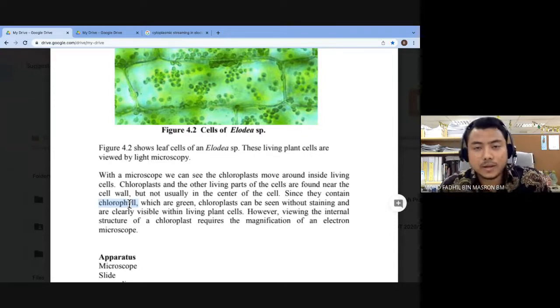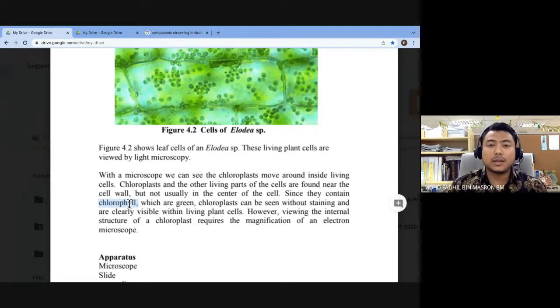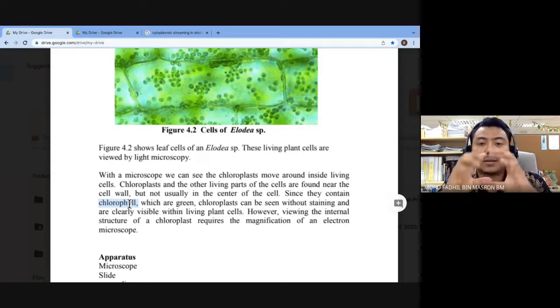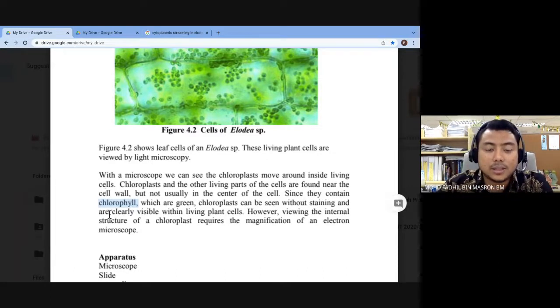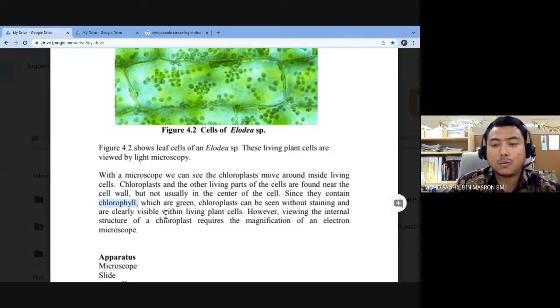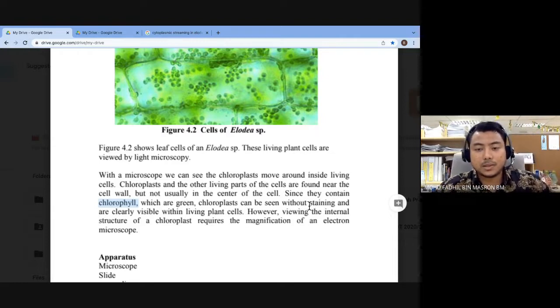Okay, the chloroplast itself is actually not green, it is colorless, because it is only a membrane. So inside the chloroplast, you will find the chlorophyll which is green in color, that gives the chloroplast its green color. It means it is because of this chlorophyll pigment that the chloroplast is green, and we can see it without needing to color it, without needing staining.